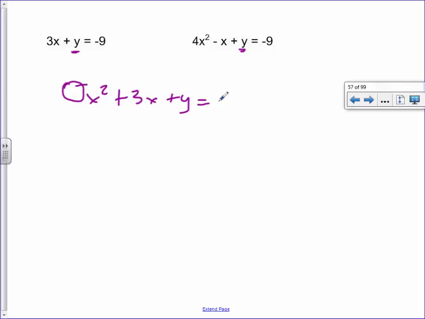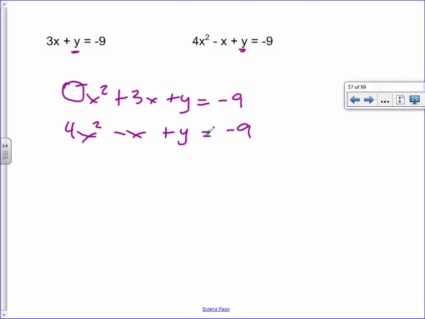So I would then start setting it up where I'm going to go 0x squared plus 3x plus y equals minus 9. I'm just going to write the 0 up in front of this one. And I'll stack this one right below it. 4x squared minus x plus y equals minus 9. This is perfect. I hardly had to do any work. I don't have to do a lot of rearranging. No other stuff happening. Okay.